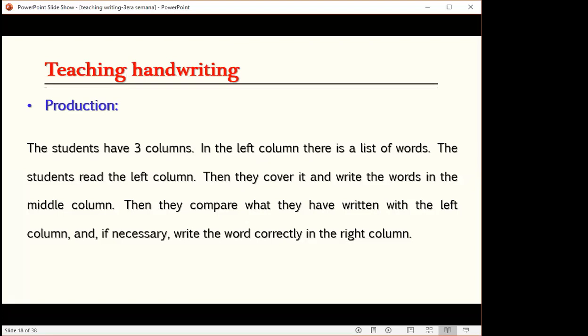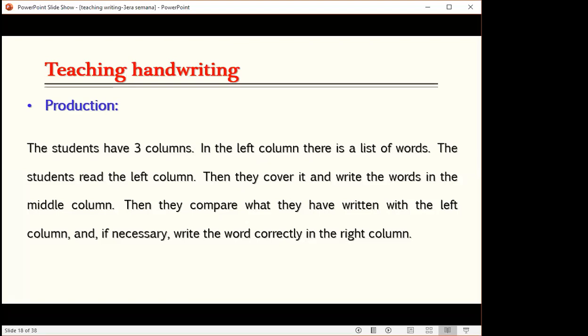So they are going to compare. Okay, yeah, you have these words, yeah? Check it out, yeah? So you have 1 minute. Okay, yeah. Now I'm going to cover it. Now try to write the words that you can remember. And they start writing. Okay, yeah. Oh, I forgot this with T, with P. Okay, you wrote it. No, the students wrote it. And then they have to compare.